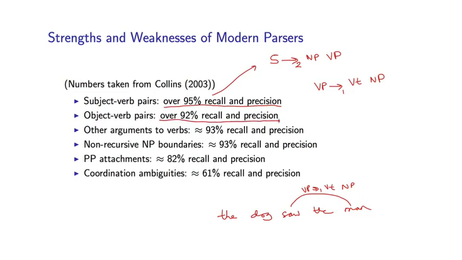If we look at other arguments to verbs, so in general you can look at all of the other productions involving verbs, so rules of this form where we can have y1 and y2. Each of these is going to have a dependency where the verb is modified in some way. Again, we perform pretty well here, about 93% recall and precision.